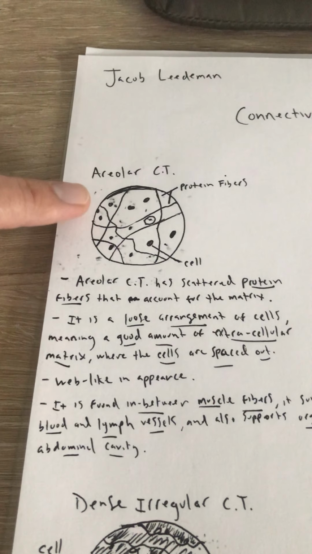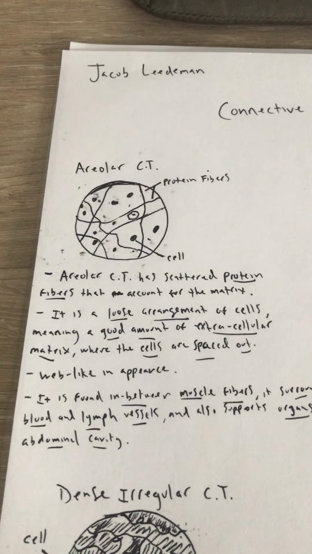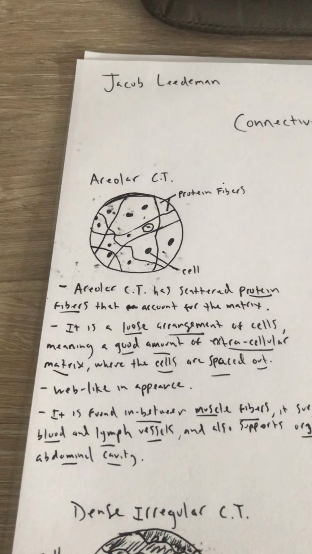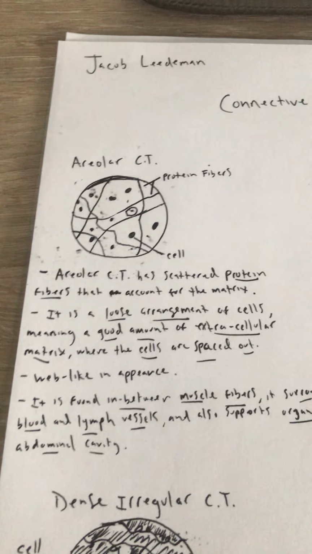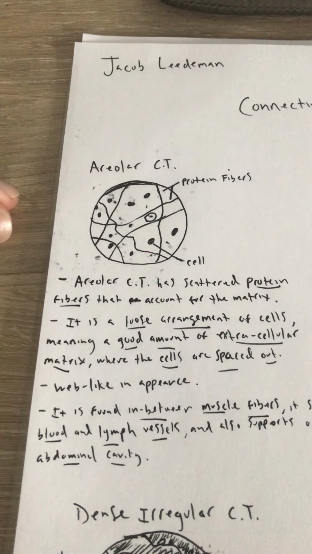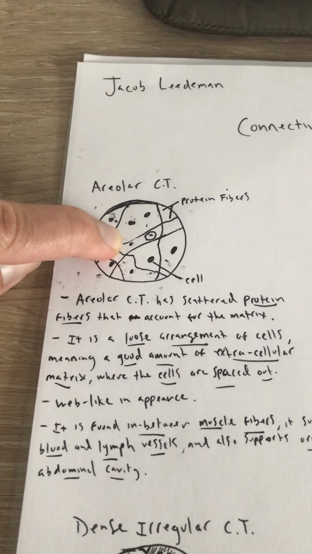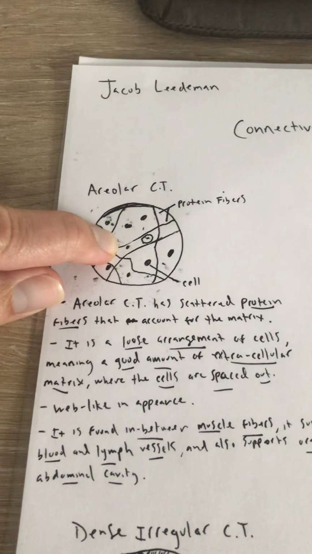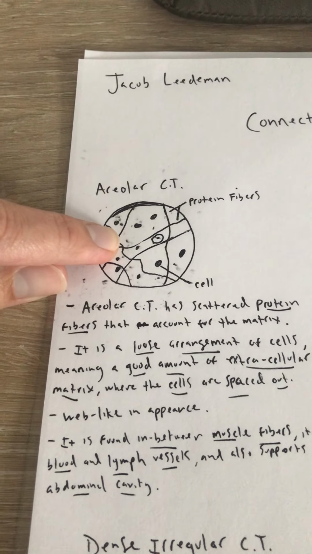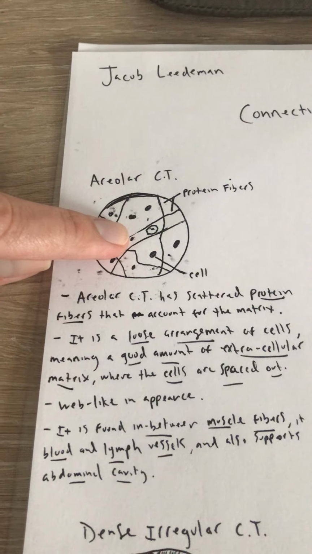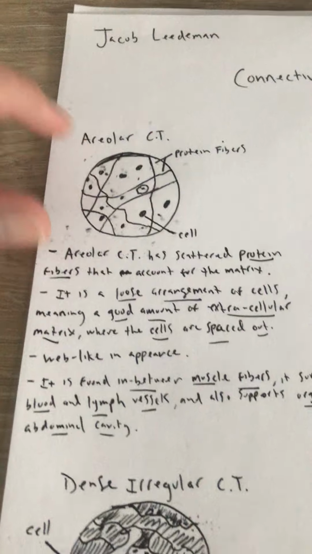A lot of these loose tissues, the areolar and then next the adipose, do a lot of cushioning and protecting of other cells and organs, and they also provide space for other cells to basically communicate with one another, as well as pass along any sort of nutrients.